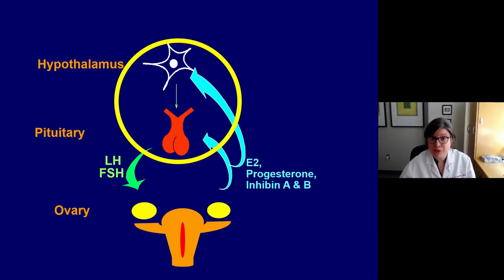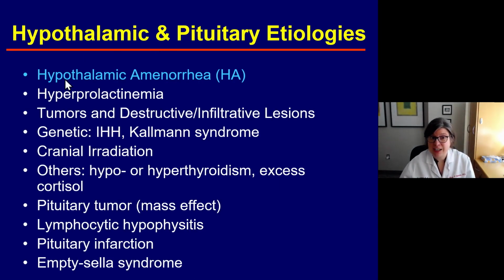So I believe probably most of you thought about the etiology, and it is the most common etiology for hypothalamic and pituitary causes, and that is functional hypothalamic amenorrhea. Other causes of hypothalamic or pituitary etiologies include hyperprolactinemia, tumors, genetic etiologies such as Kallmann syndrome, cranial irradiation, pituitary tumors, lymphocytic hypophysitis, pituitary infarction, and empty sella syndrome. But far and away, functional hypothalamic amenorrhea is the most common cause.